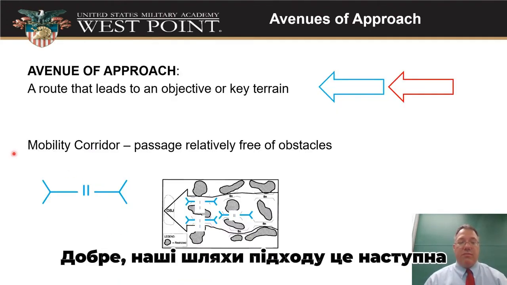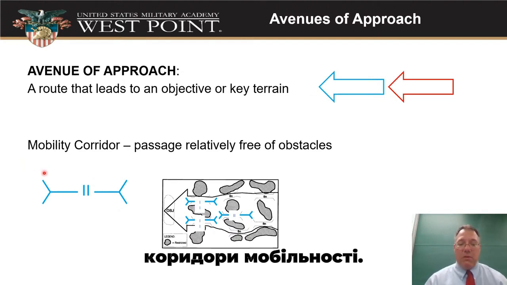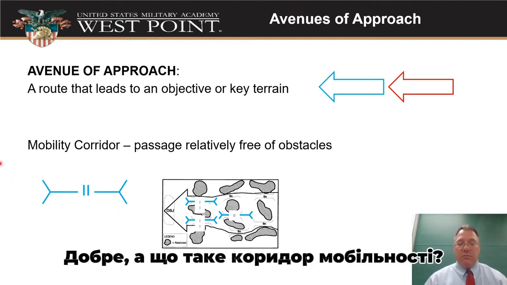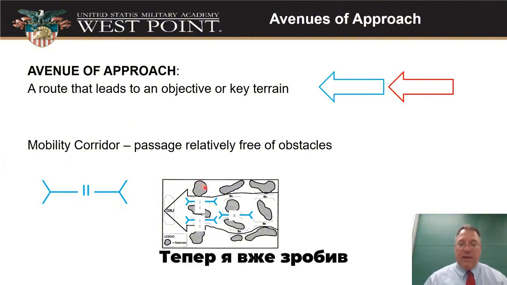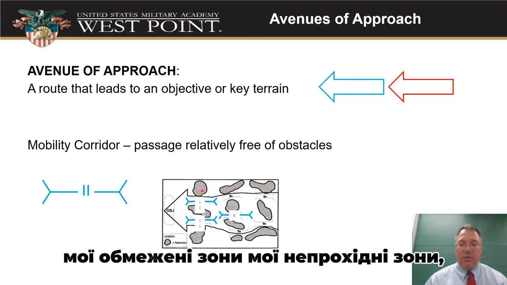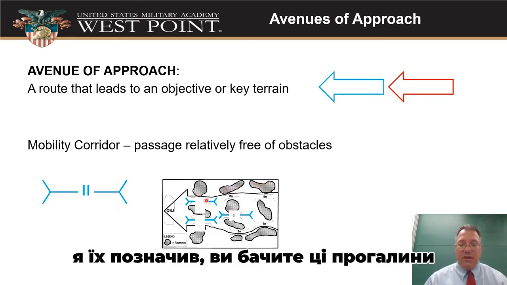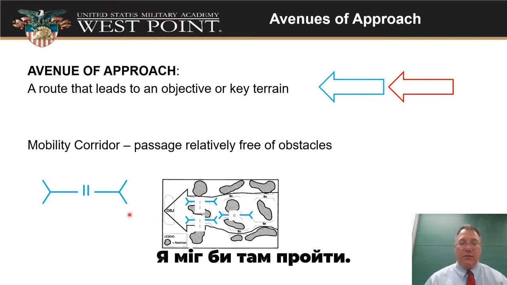Okay, our avenues of approach are the next thing we lay out. Now, avenues of approach are built up out of mobility corridors. All right, what's a mobility corridor? It's just the part of the map that I can move through. Now, if I've already done my terrain analysis of my categories of terrain, my slow go, my no-go areas, and mark those off, you see these gaps between them. And that's where I might mark off mobility corridors. I could go through there.